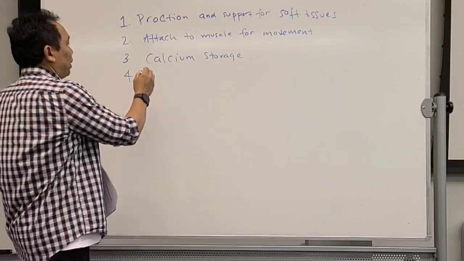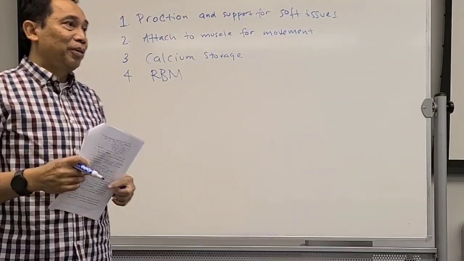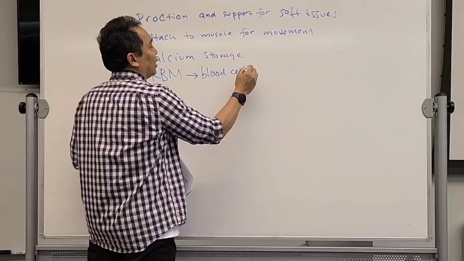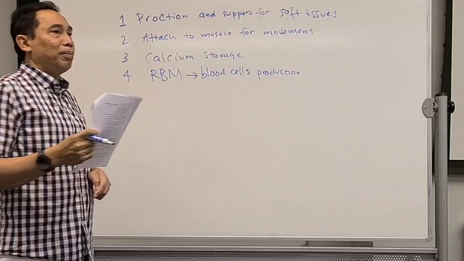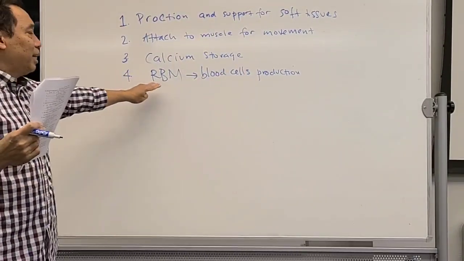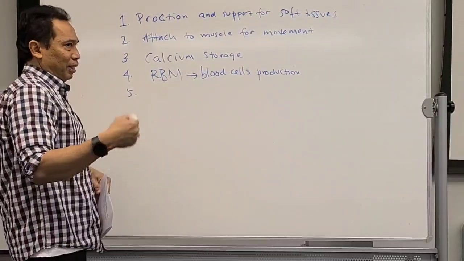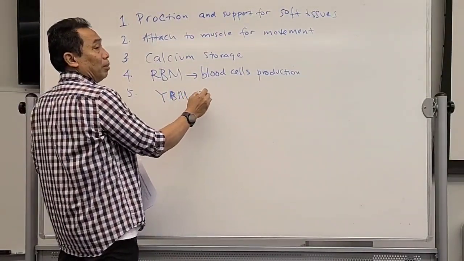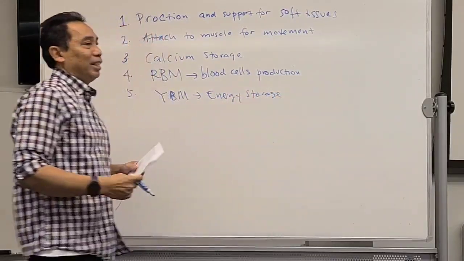Number 4. Bone also have a special space. It's called the red bone marrow, which is used for what? Blood cell production. All types of blood cell will be produced in the red bone marrow. Red blood cell, white blood cell, platelets, all of them will be produced in this red bone marrow. And the last one, bone also have a little bit energy storage in yellow bone marrow. Energy storage.